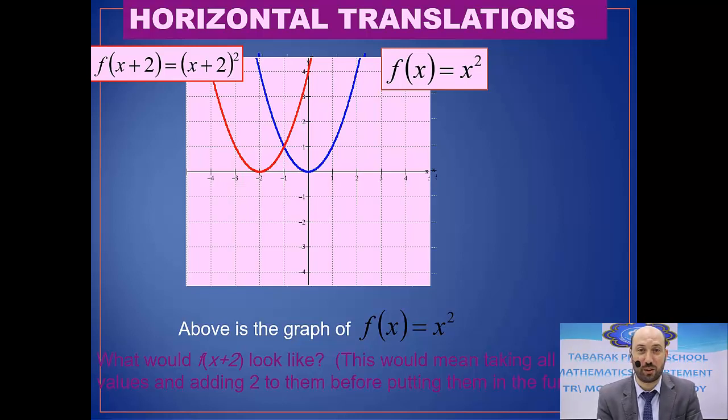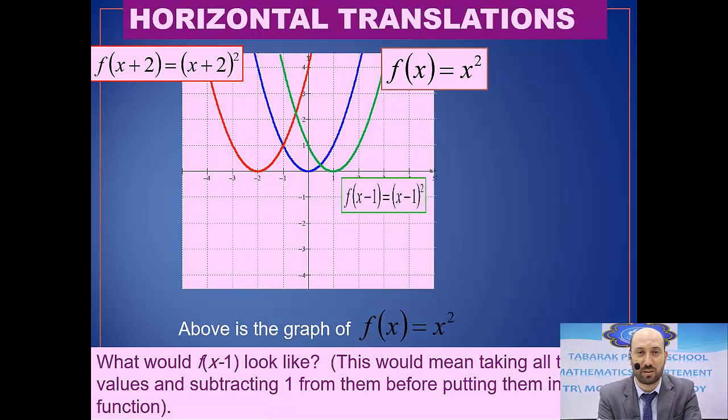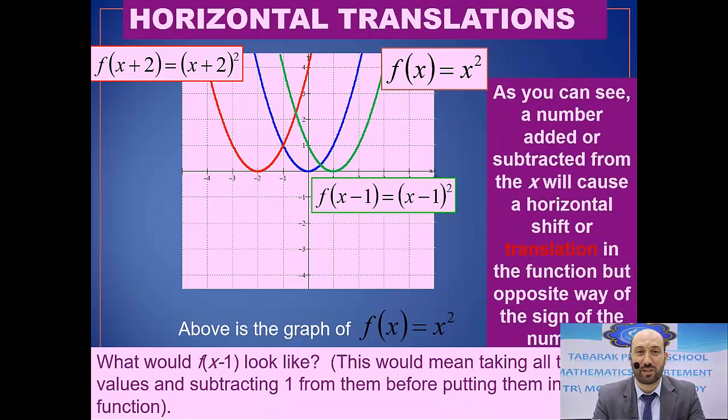What would f(x - 1) look like? That would mean taking all the x values and subtracting 1 from them before putting them in the function. We are going to move it 1 unit to the right, like what we have on the green parabola. So as you can see, a number added or subtracted from the x will cause a horizontal shift or translation in the function, but in the opposite way of the sign of the number. Very important.